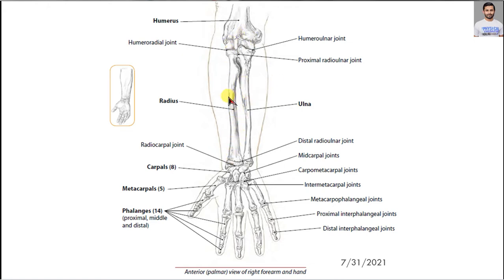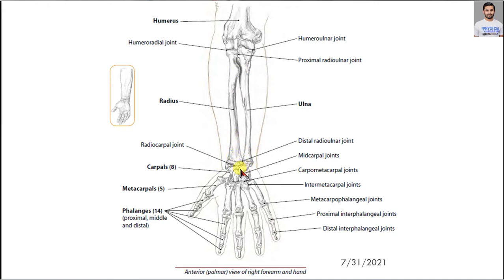Now it is very interesting to note that the ulna has more surface area on the proximal end, while the radius has more surface area on the distal end. So you can say that they are reciprocally shaped on top and below. So the ulna contributes mostly on the proximal area, whereas the radius contributes mostly on the distal area.